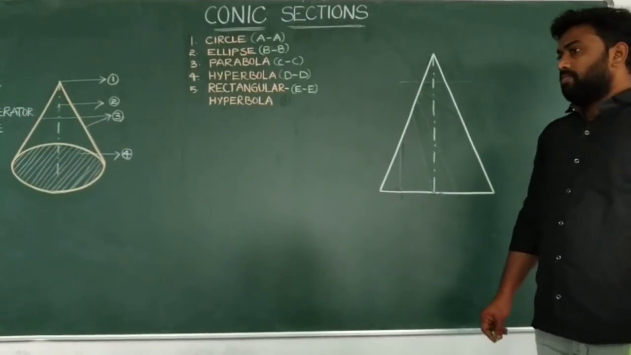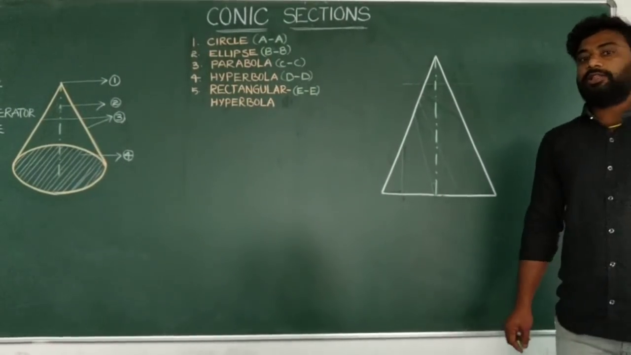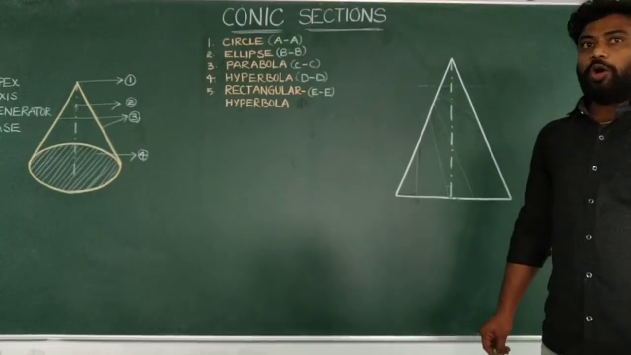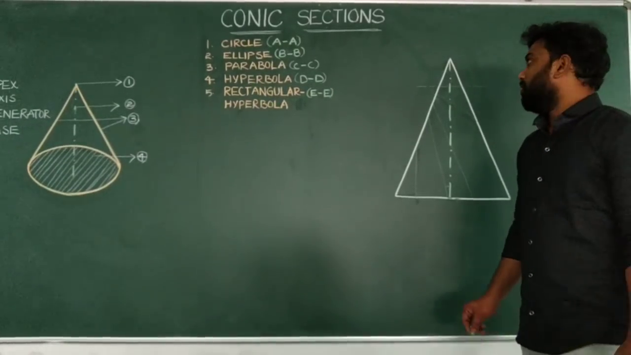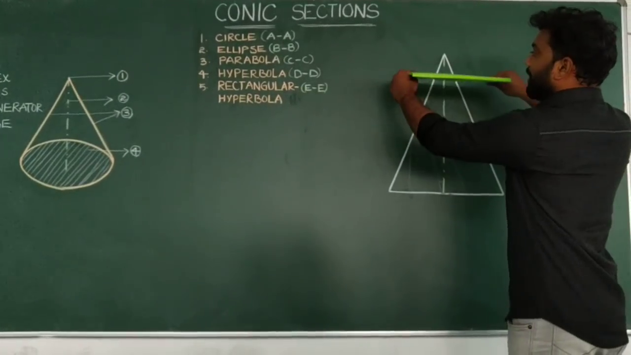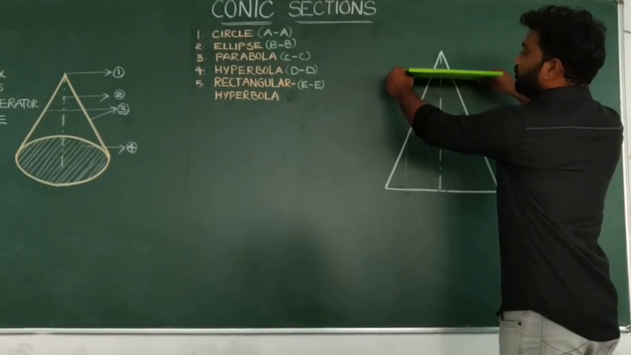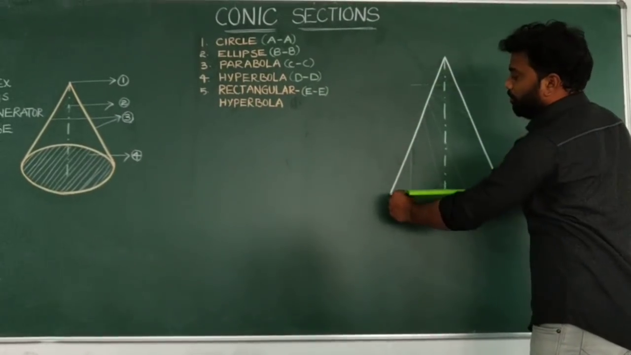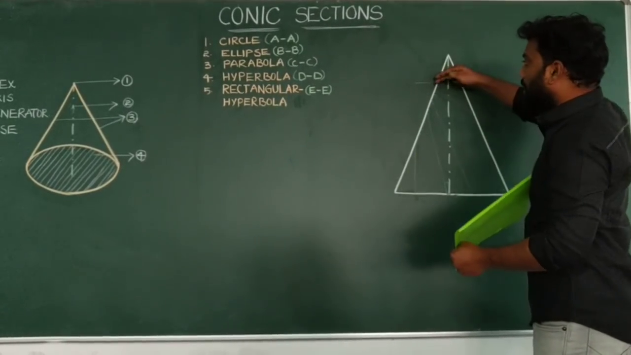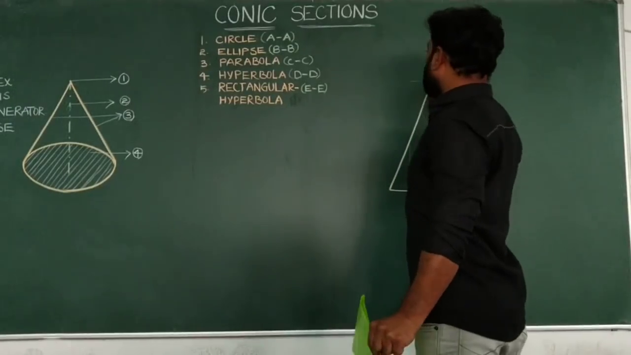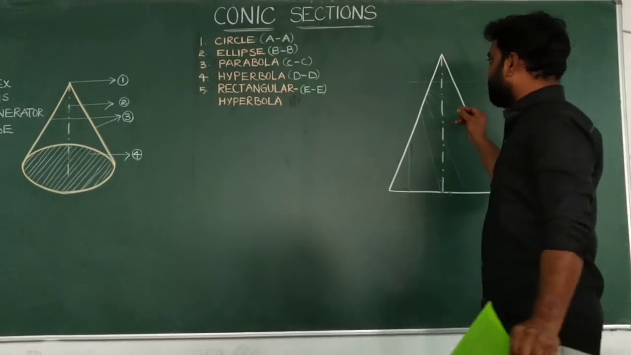Now we can see the position of the cutting plane to obtain the circular shape. As I said, the cutting plane is perpendicular to the axis, which means parallel to the base, and it cuts all the generators. Let me show you the cutting plane in this diagram.